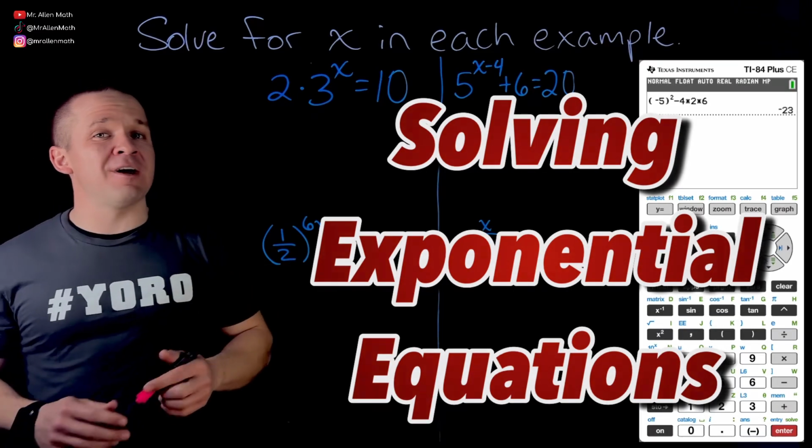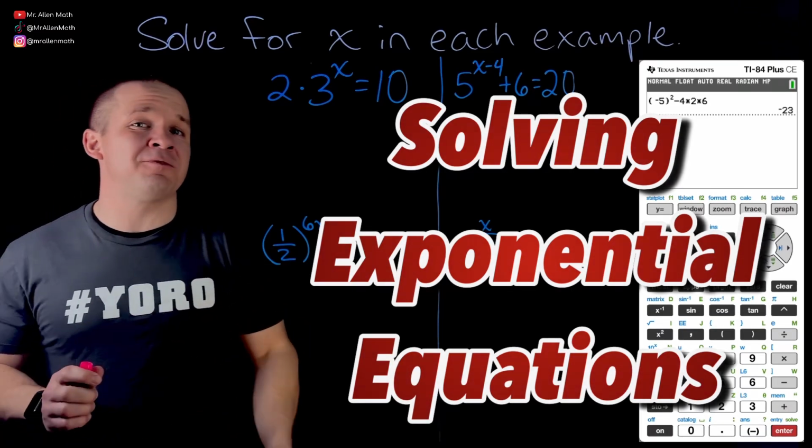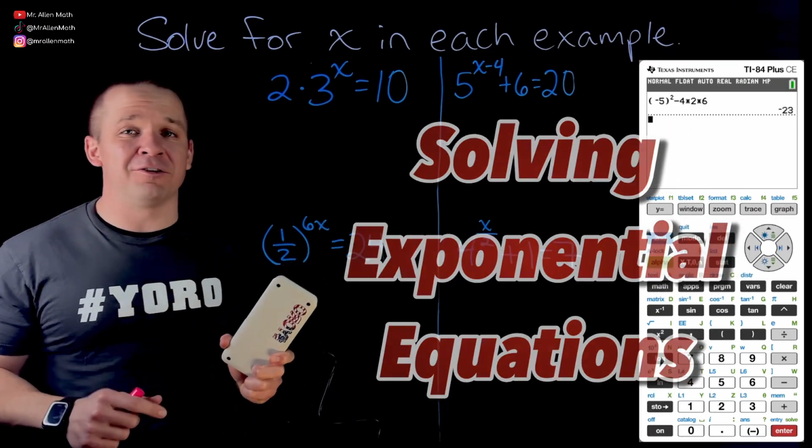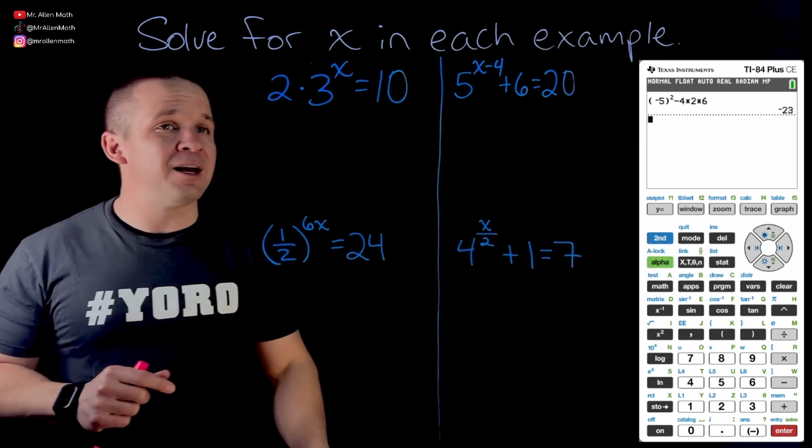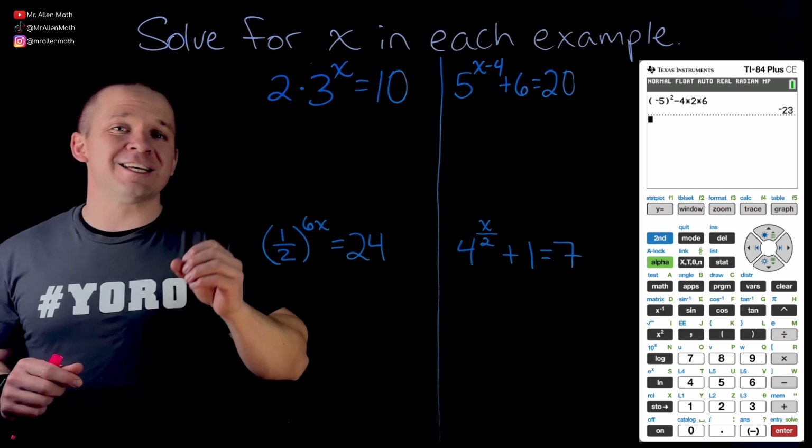Hey, dogs! Mr. Allen here, solving some exponential equations in this video that require the use of a calculator. So bust that bad boy out and let's get things started. We got 2 times 3 to the x equals 10.